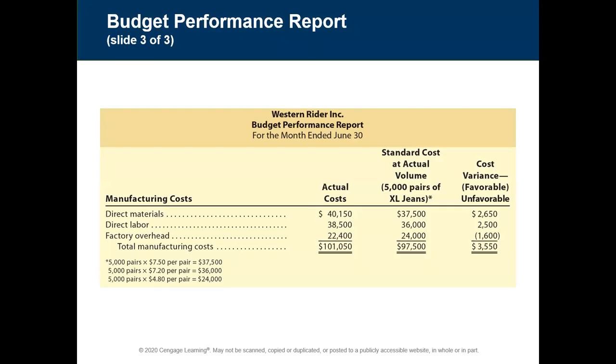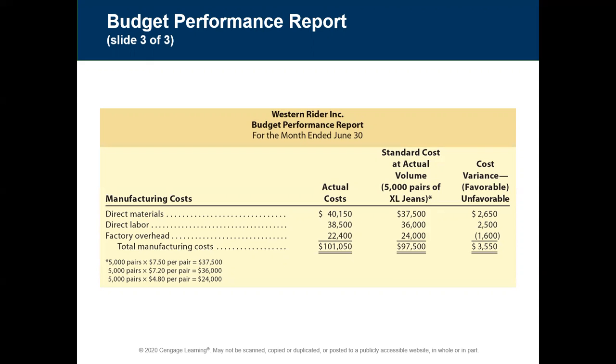So with that data, what you would then do is produce this document, which is called a budget performance report, or sometimes a cost variance report, or you'll see different names for them. But in essence, you'll have direct materials. So here's our actual cost, and then our standard cost at the actual volume. So we take 5,000 pairs, that's the actual volume, times the standard cost, which was $7.50 per pair for direct materials. That gives us, in essence, what we would expect our direct materials to be.